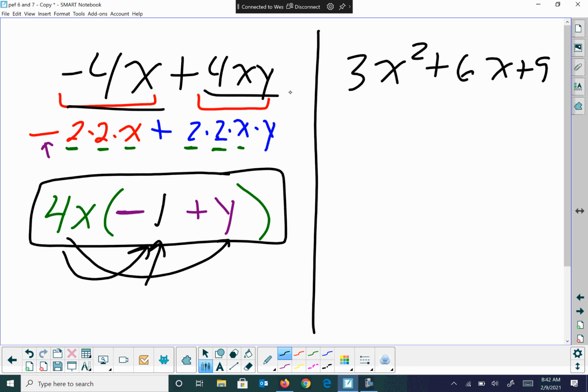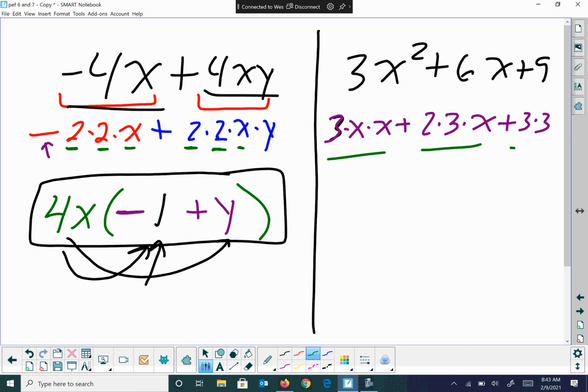Okay. Next problem, let's take a look at this. 3 won't break down, but x breaks down to x times x. 6 breaks down to 2 times 3 times x. And 9 breaks down to 3 times 3. All right, so we need to look at our 3 terms and see what we have in common. Do they all have a 3 in common? They do. Is there anything else I have in common between all 3 terms?